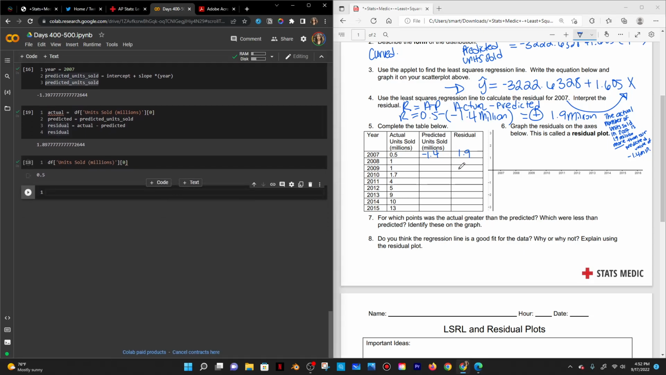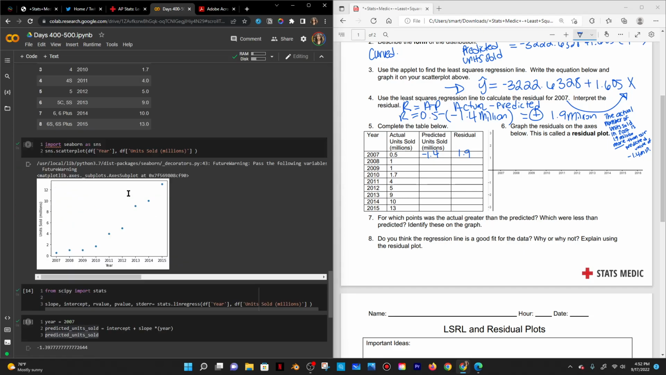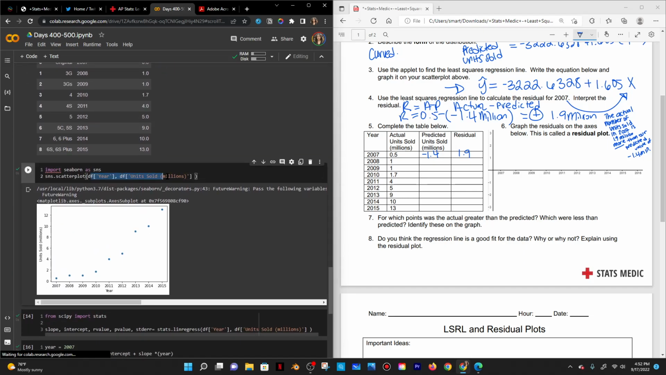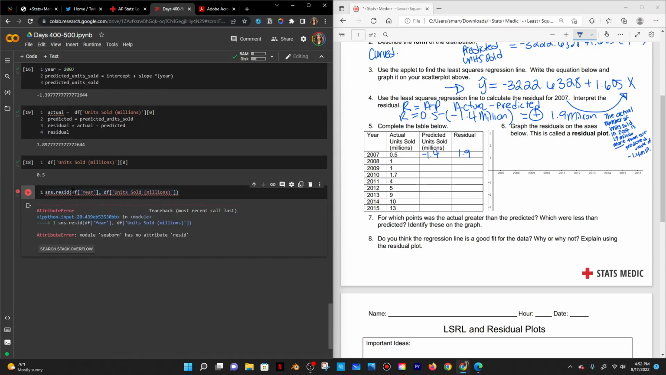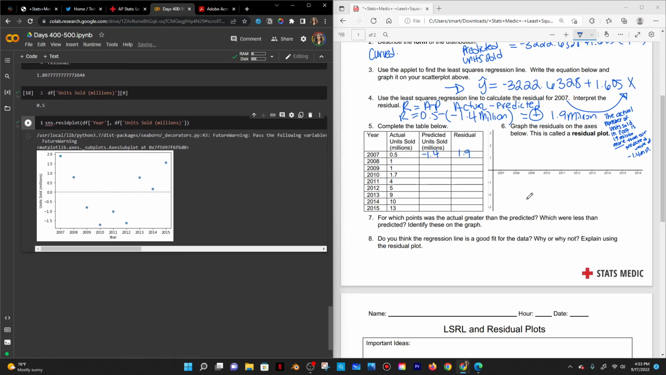Or, because the goal is to plot the residual, I could just do sns.residplot, and take in the two columns I want to find the residual for, which would be the year and the units sold. Paste that in there, run that. Why does it keep doing that? Okay, I'm just trying to select here. Okay, run that. Beautiful. That's the residual plot. To plot the first one, in 2007, 1.9 is over here, and that's literally what we see. Then you have the rest of them.